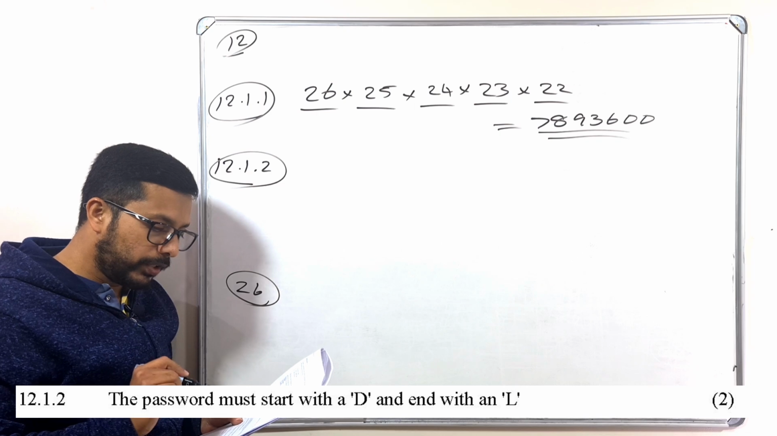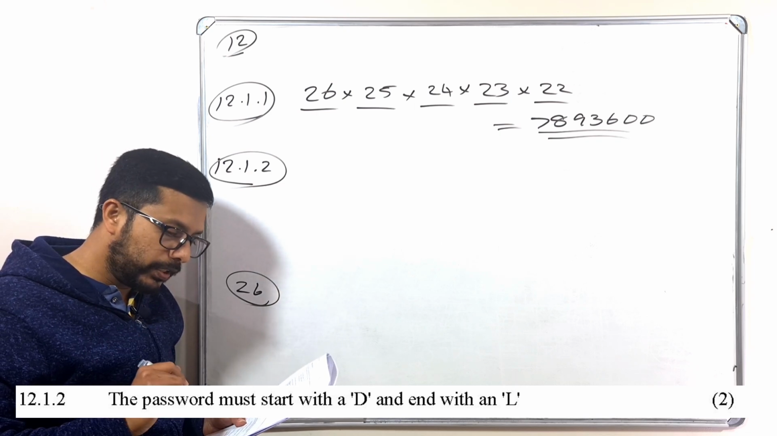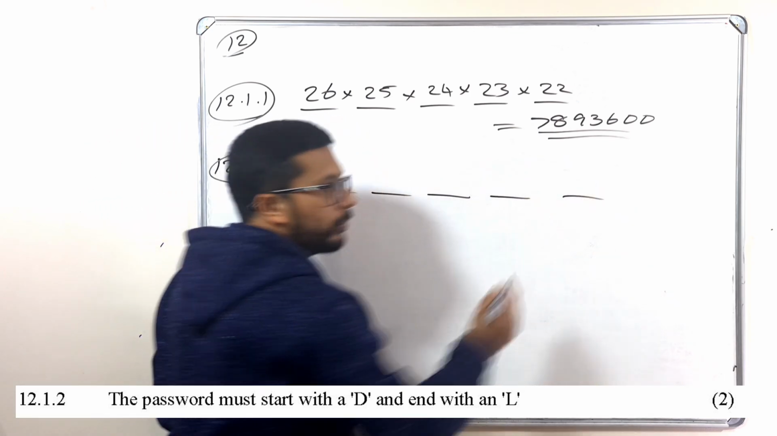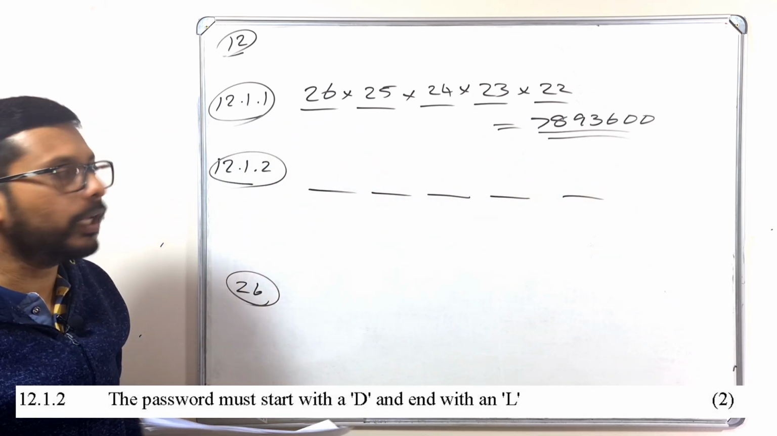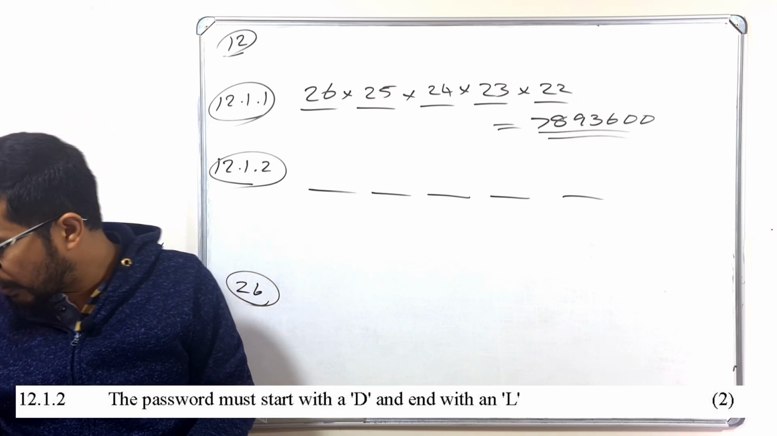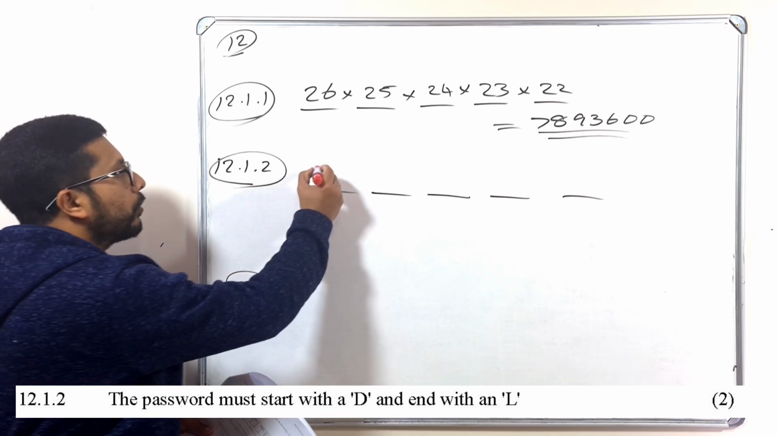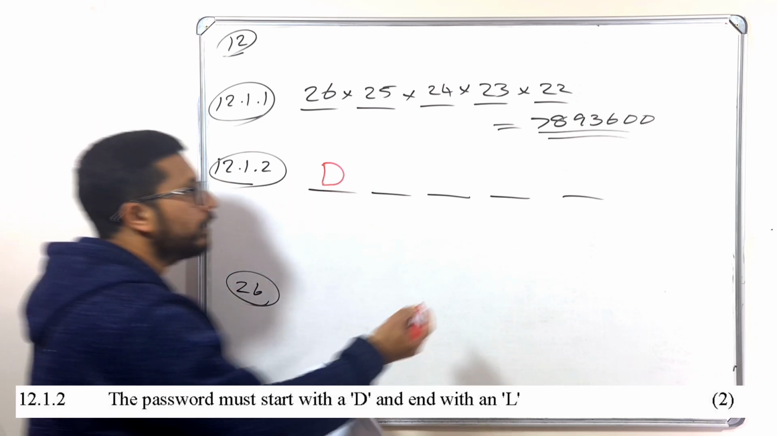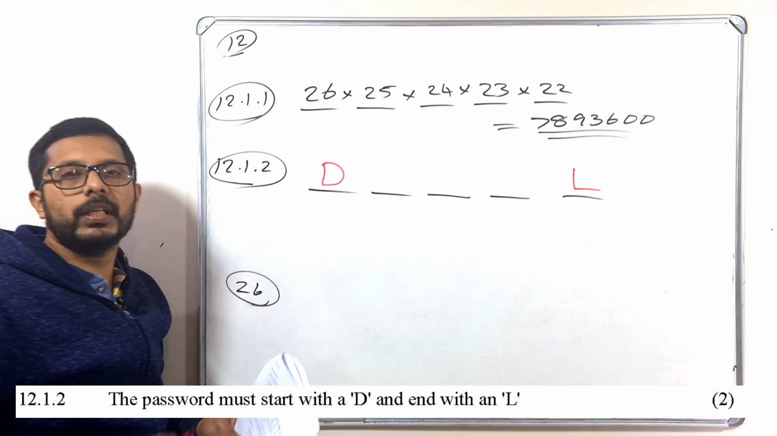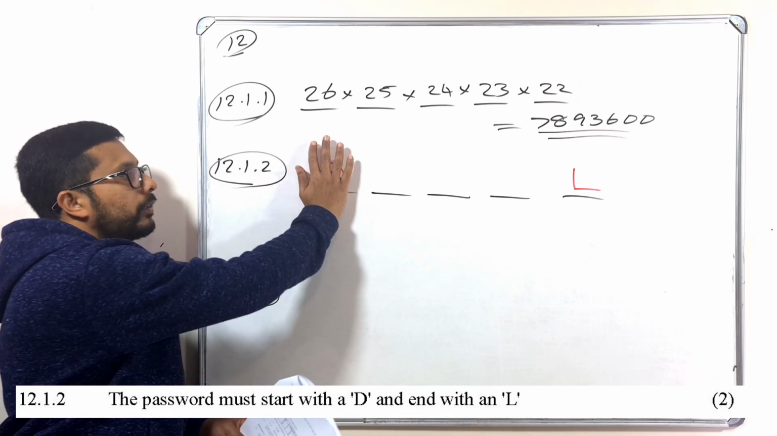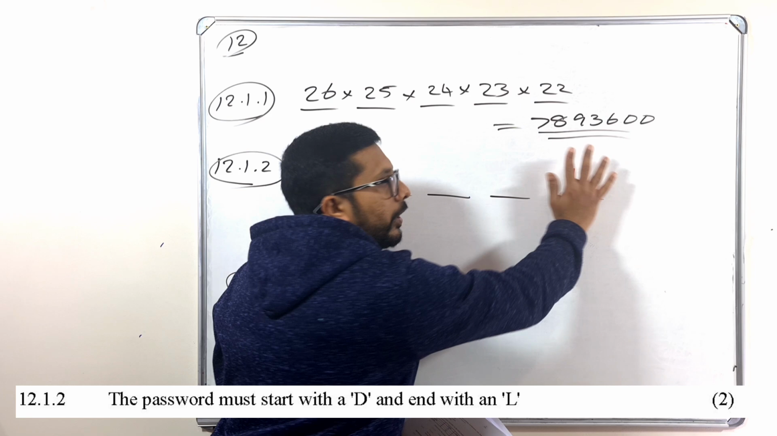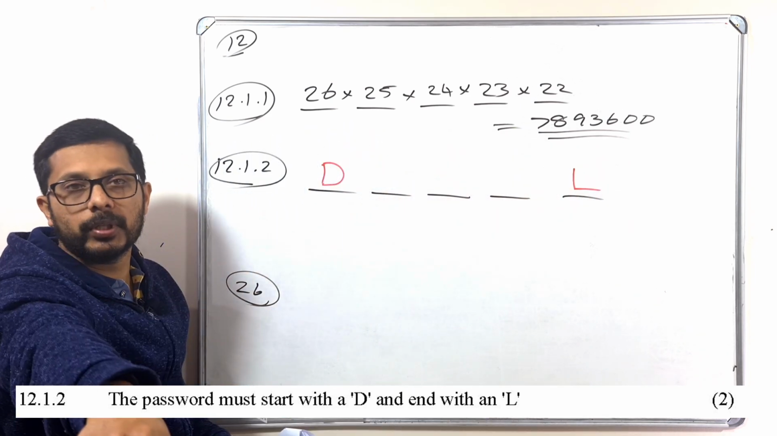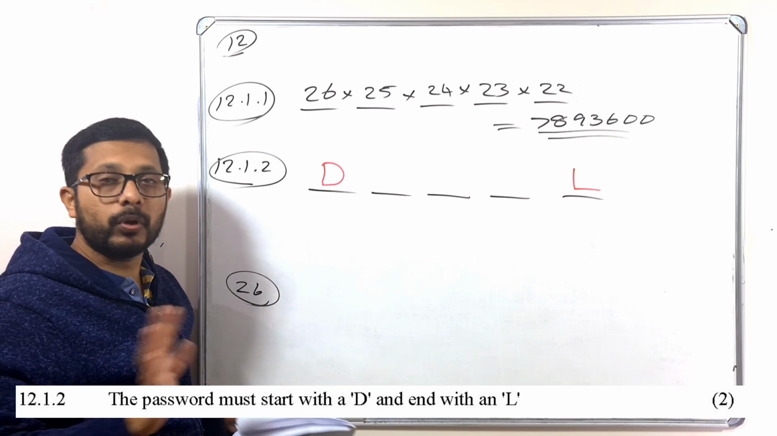12.1.2. The password must start with a D and end with an L. So how many letters are here? 5. In that password there are 5 letters. They are saying that the password must start with a D, so here it is fixed there, D, and ends with the L. That means here we don't have any option. Here we don't have any option. They are saying that you have to put that D there and you have to put that L there.